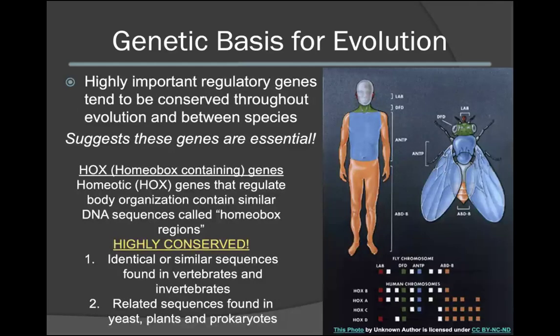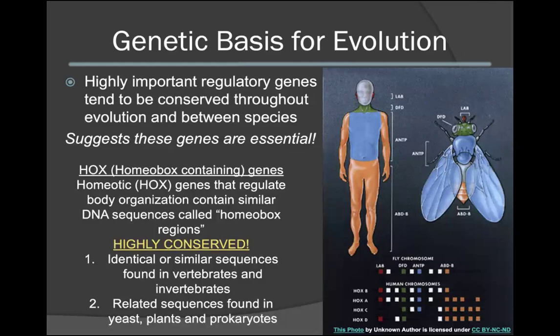An important trend to note is that highly important regulatory genes tend to be conserved both throughout evolution as well as between species. This highly suggests that these genes are essential for life. An example of this is once again looking at the HOX genes, or homeobox-containing genes. Remember, these genes are highly important in regulating the overall body organization of many different organisms.